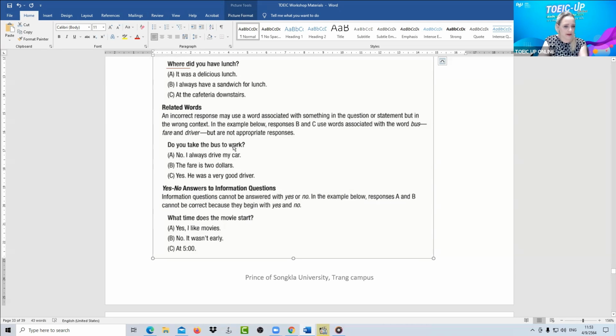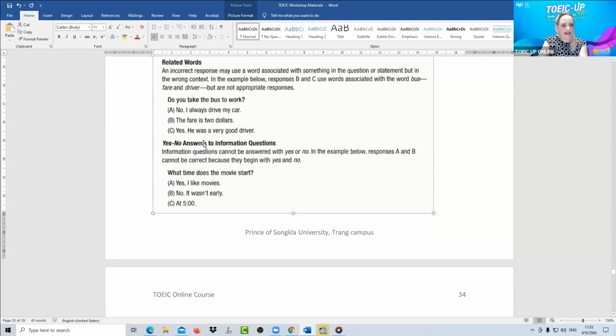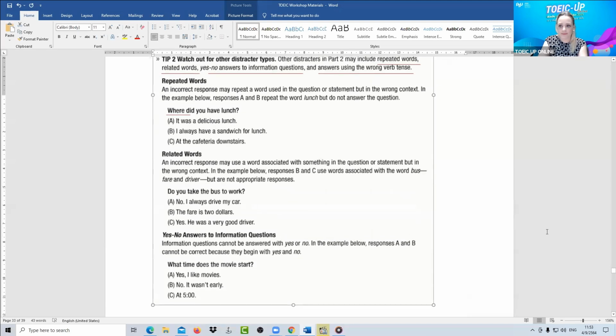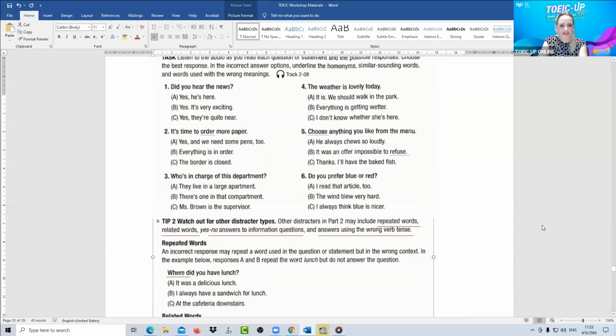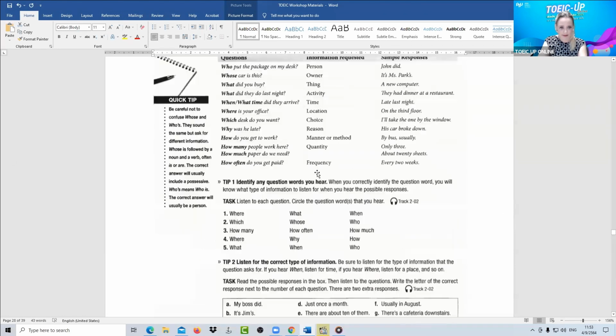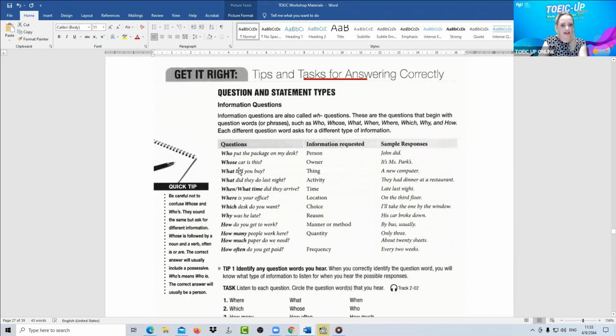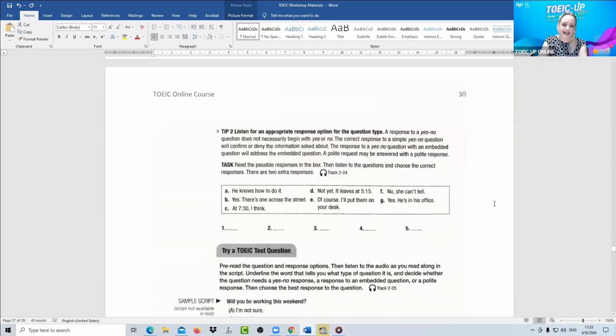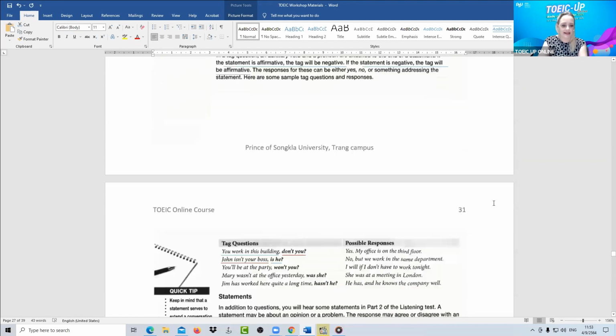Do you take the bus to work? Okay. Yes, no answers to information questions. What time does the movie start? What is your information question? What information are you listening for? Can you remember? If you go back to your table at the very beginning. Here we go. What? Information requested, thing or activity. That is what you're listening for, right? And then they answer in a yes or no. So that is completely wrong.